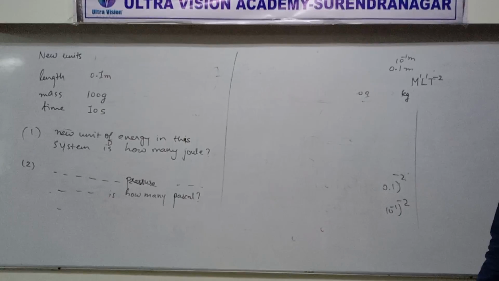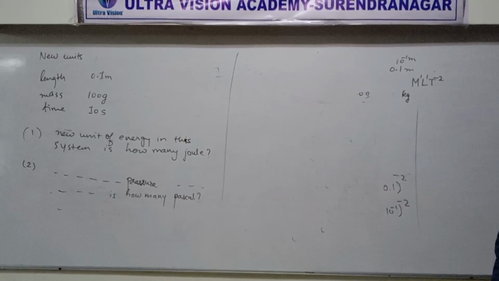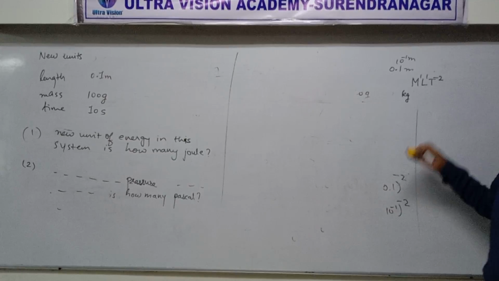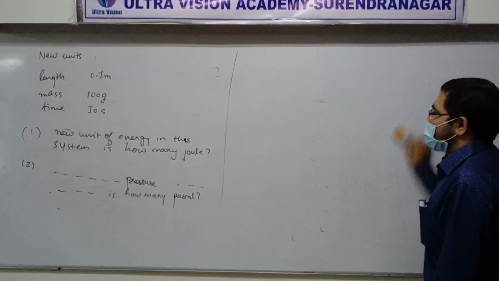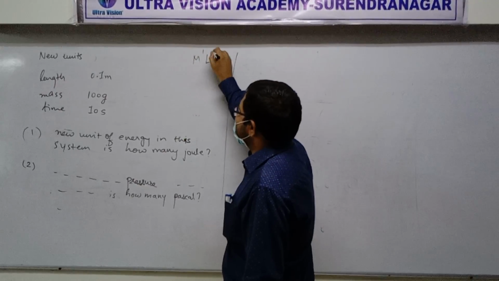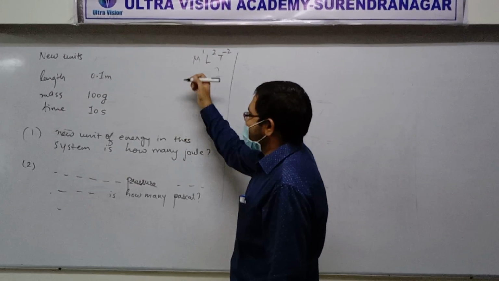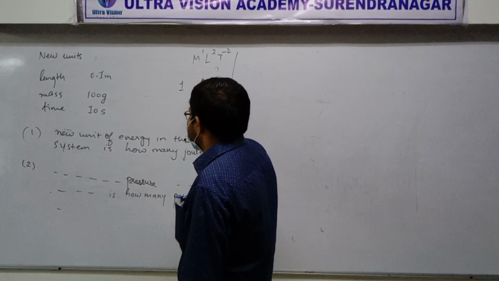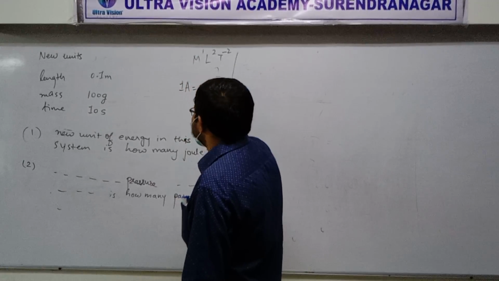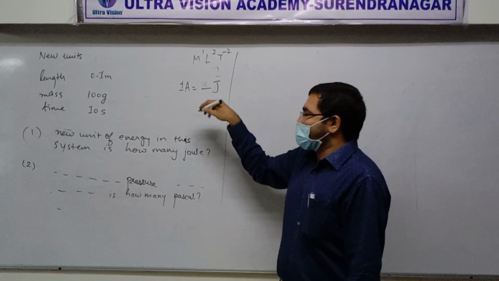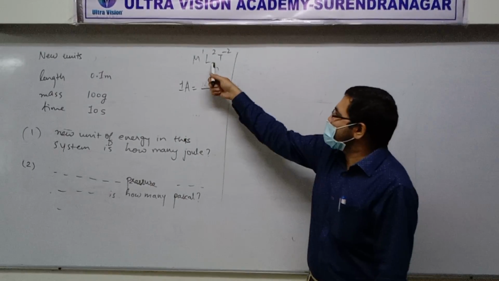M raised to 1, L raised to 2, T raised to minus 2. Okay, so we have to use that here. M raised to 1, L raised to 2, T raised to minus 2. So again, you can name that unit whatever. Let's call it A. So 1A is how many joules? That's what you have to find. So you call it X, and then you just convert using this factor.